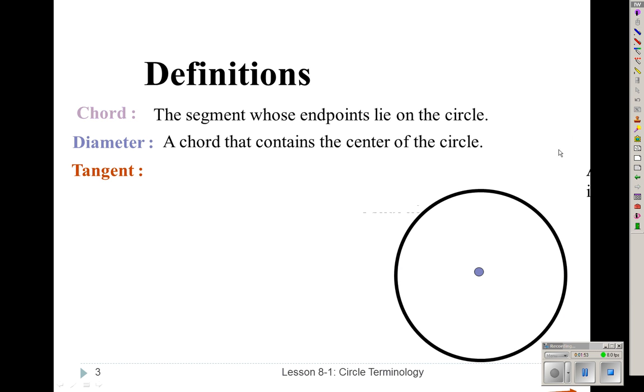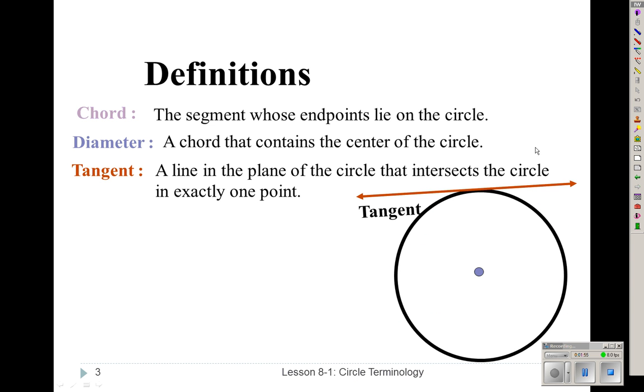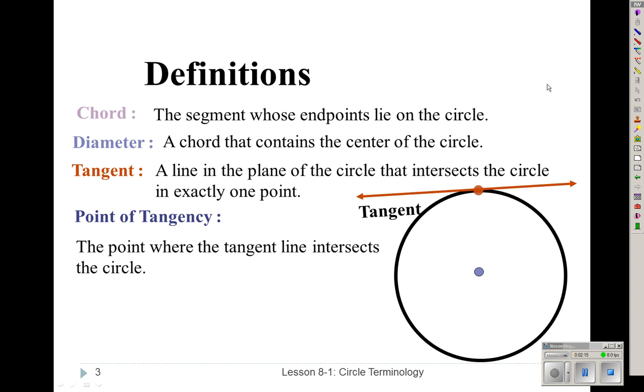A tangent, that's a line that intersects the circle at exactly one point, just like a tire on the road. The tire on your car touches the road at one point, and that is a tangent. The road would be the tangent, and the tire would be the circle. The point where the tangent touches the circle is called the point of tangency. Right there's the point of tangency.